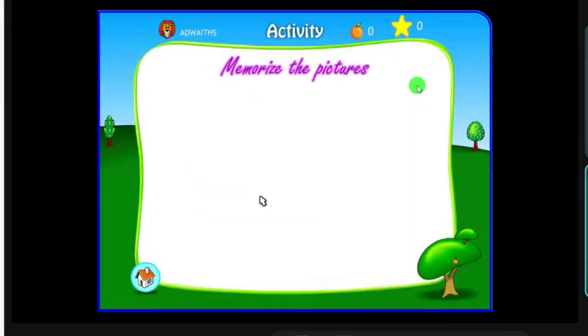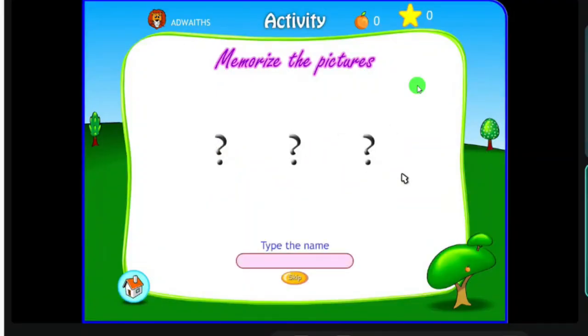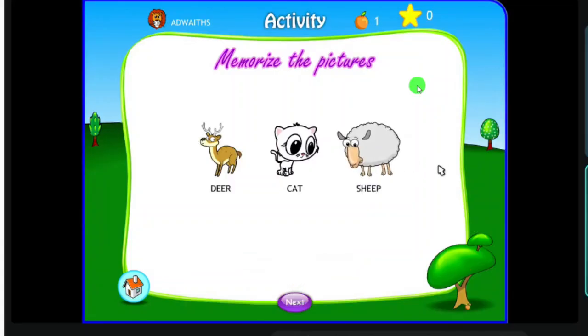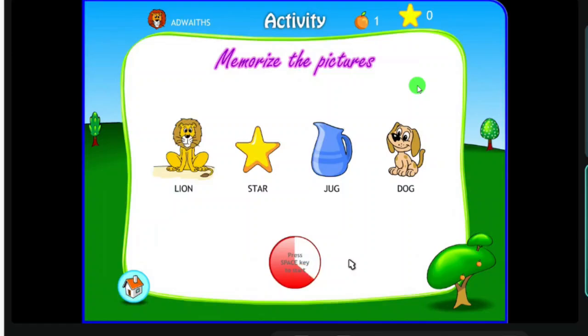So, for example, if you take this one, there are 3 things given: deer, cat, sheep. You will have to type it. Okay. If it is wrong, it won't work. So it will come, 3 will be completed. Next time if you click, it will come 4. Okay. Then this is actually whenever you want to, maximum 1 minute, you will have to memorize it, you can do it. And one more I will show you, lion, star, jet, drop.